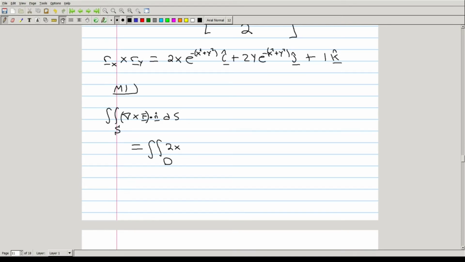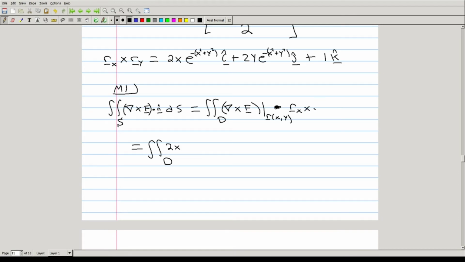And this is using a formula that we've talked about before for getting that normal vector. But the idea then is that when we go through and evaluate the surface integral, we end up getting that this is the same thing as the integral over D of the curl of F at our point r of x y, the point on our surface, dotted with Rx cross Ry dx dy, or dy dx.